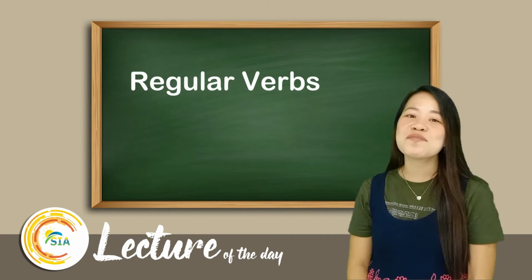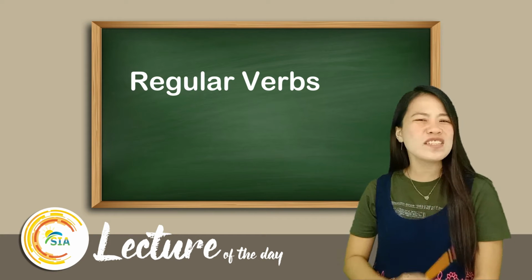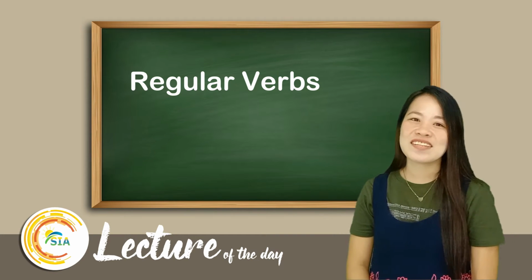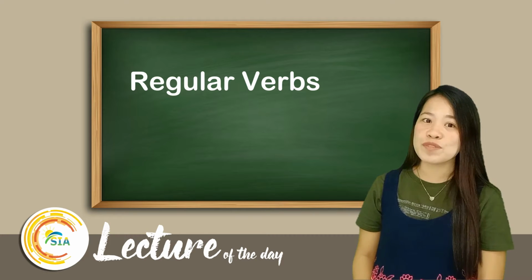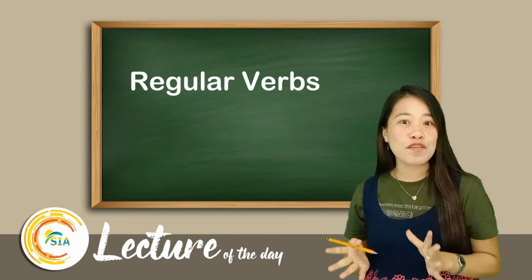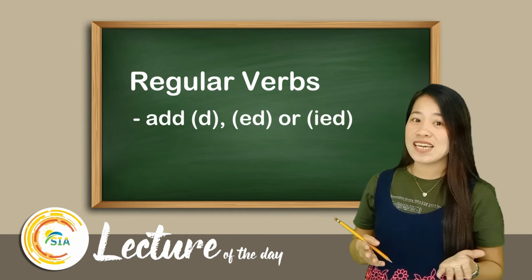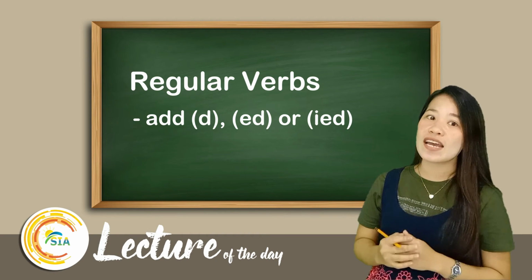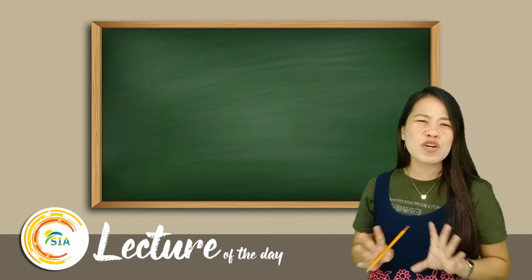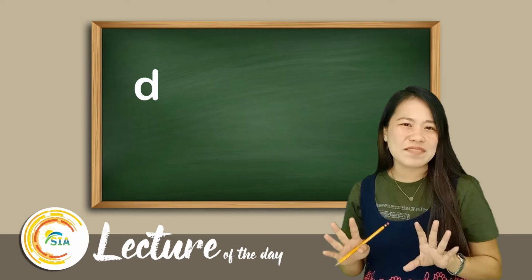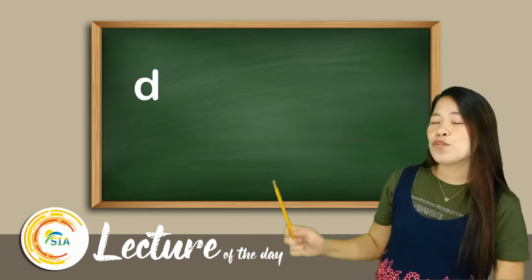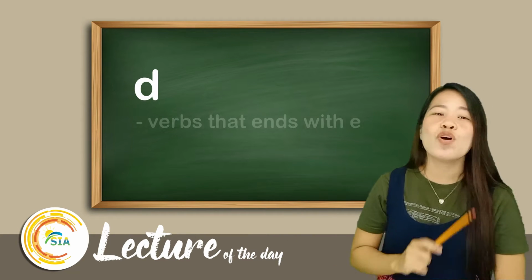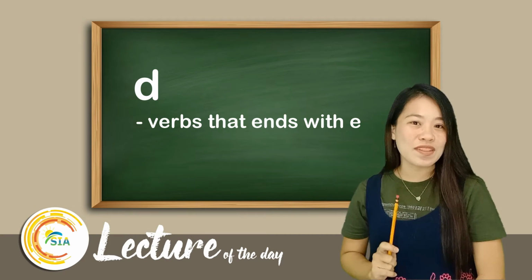Now let's go to regular verbs. So what are regular verbs? When we say regular verbs, we're talking about verbs that we will add D, ED, or IED. So when are we going to use D? So for the words that we will add D, these are verbs that end with E.